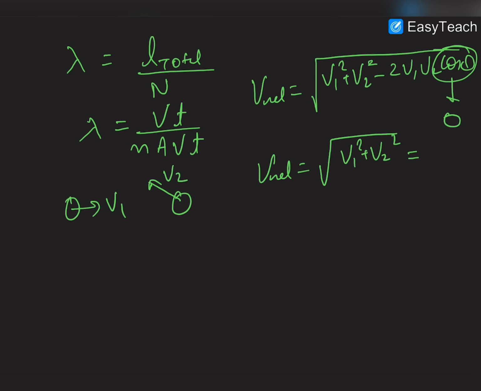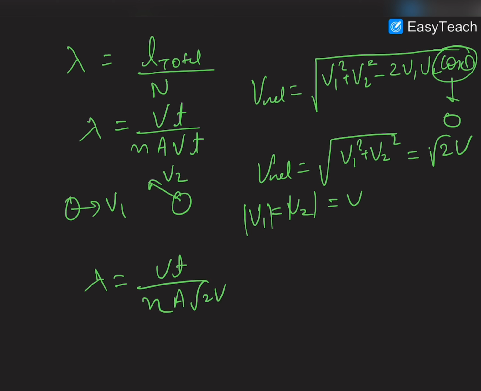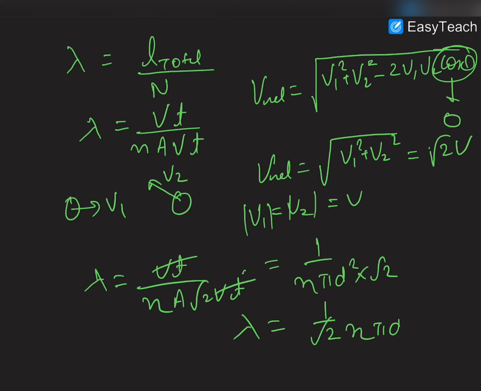And v1 and v2 are equal in magnitude, because these are the random velocities of two molecules in a single gas at the same temperature, therefore they would be the same. So the random speeds would be the same, therefore v relative will be root 2 v. So lambda will be equal to vt upon n A into root 2 vt. Now cancelling vt with vt, we get 1 upon n pi d square into root 2. So lambda is equal to 1 upon root 2 n pi d square.